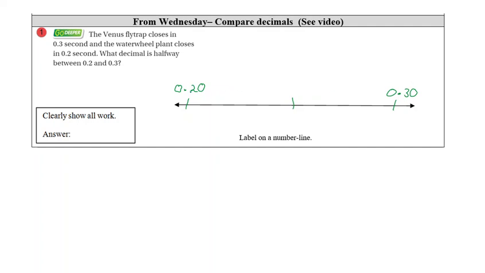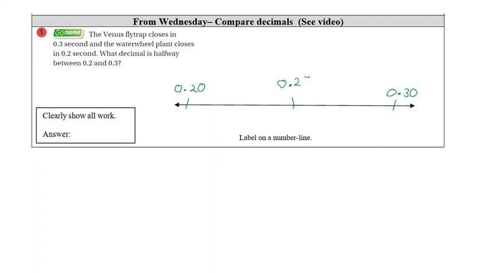What's halfway in between 20 cents and 30 cents? You could start counting up, 21, 22, 23, 24. What's going to be right here? Isn't that going to be 25 cents? Right? So we're going to put that right here.